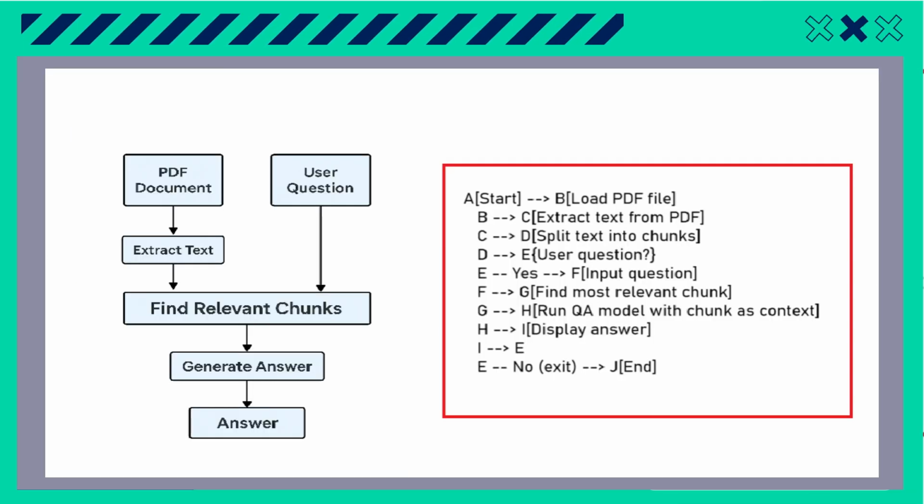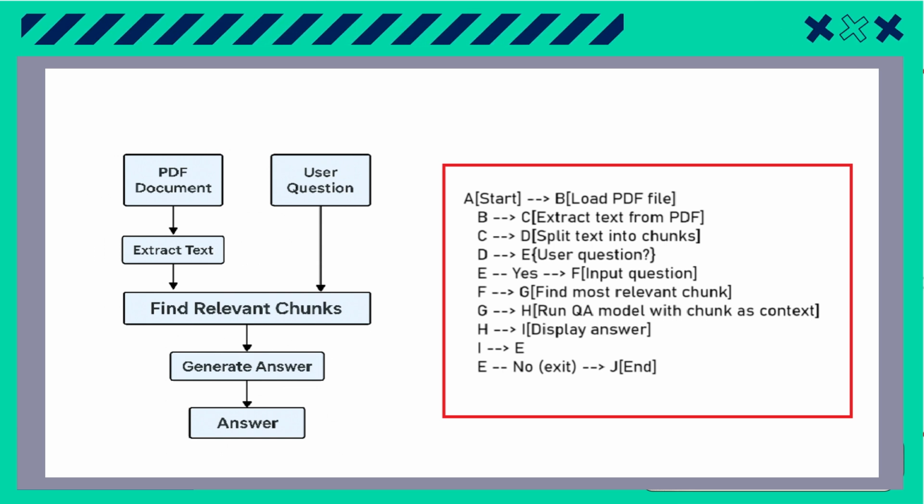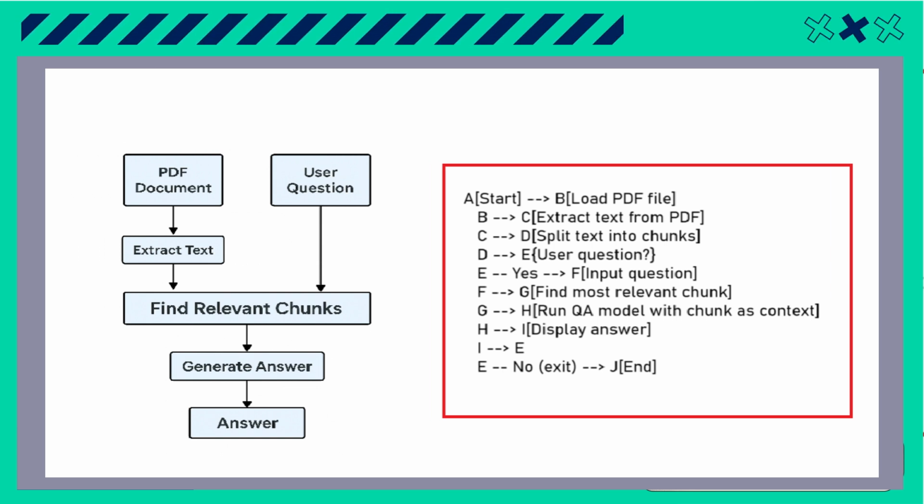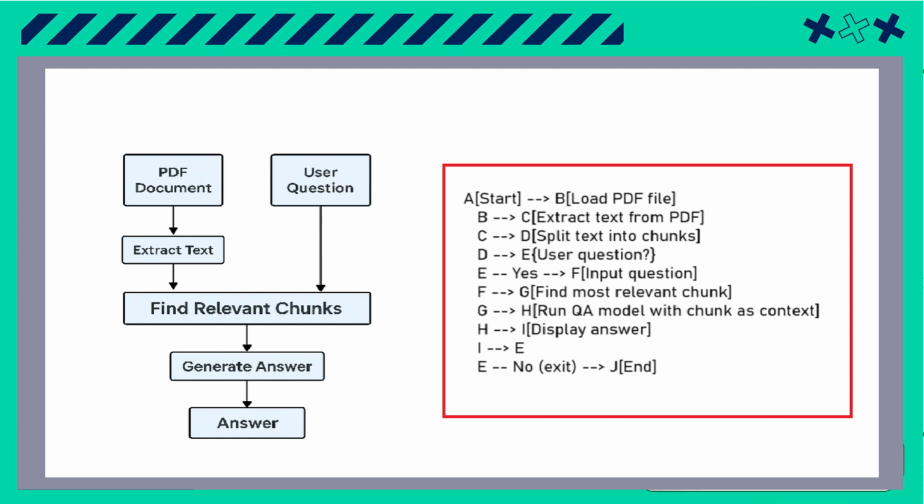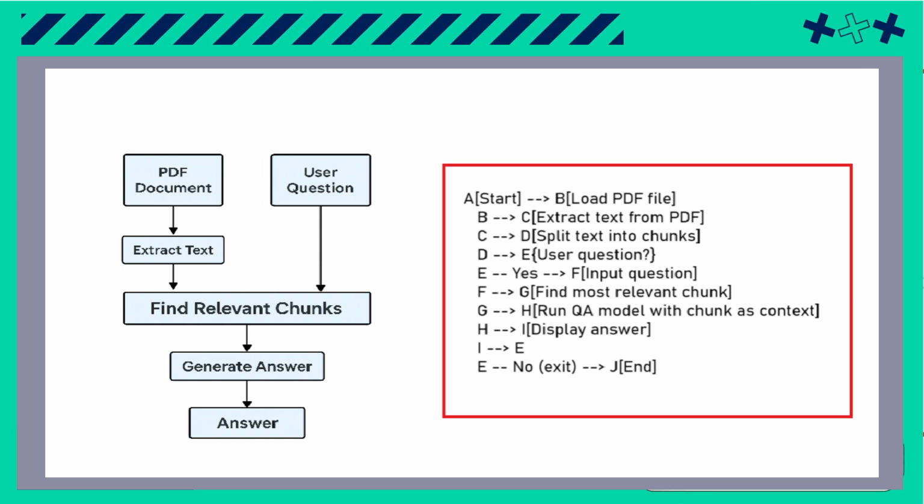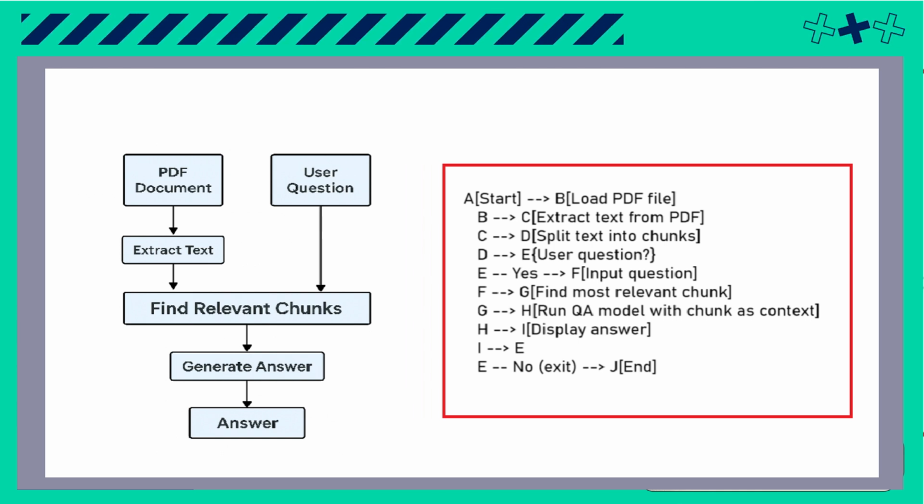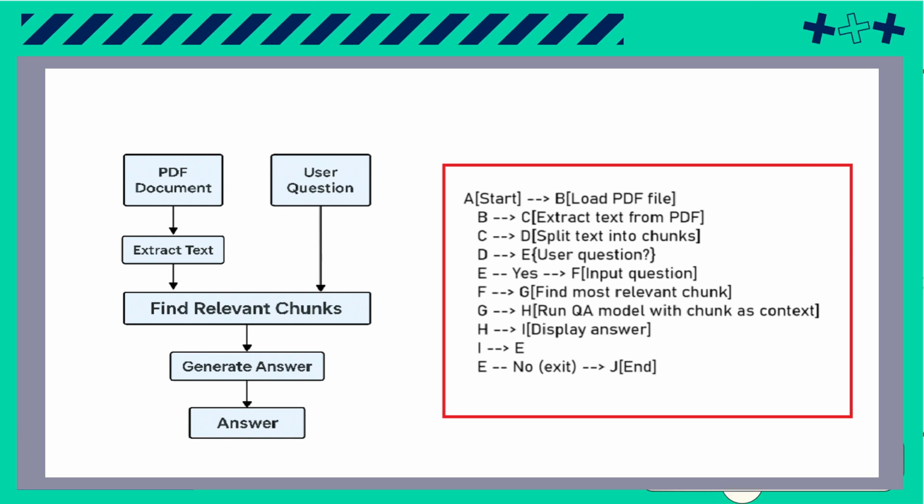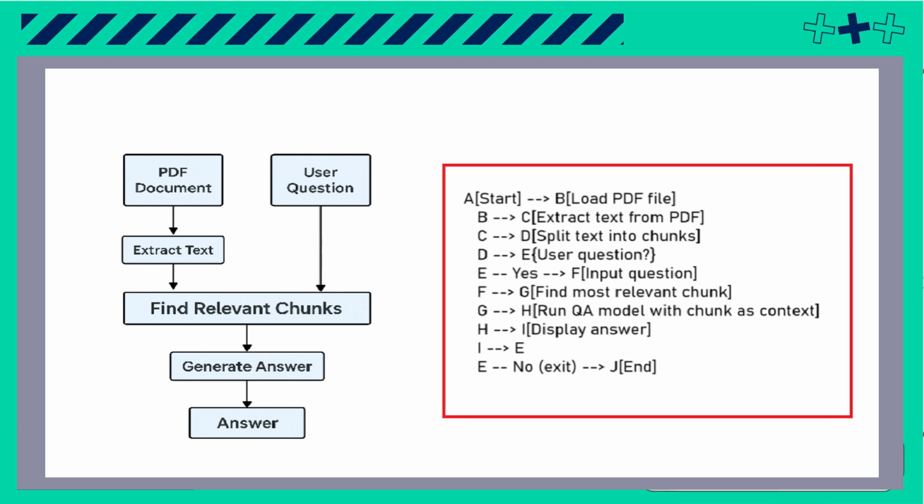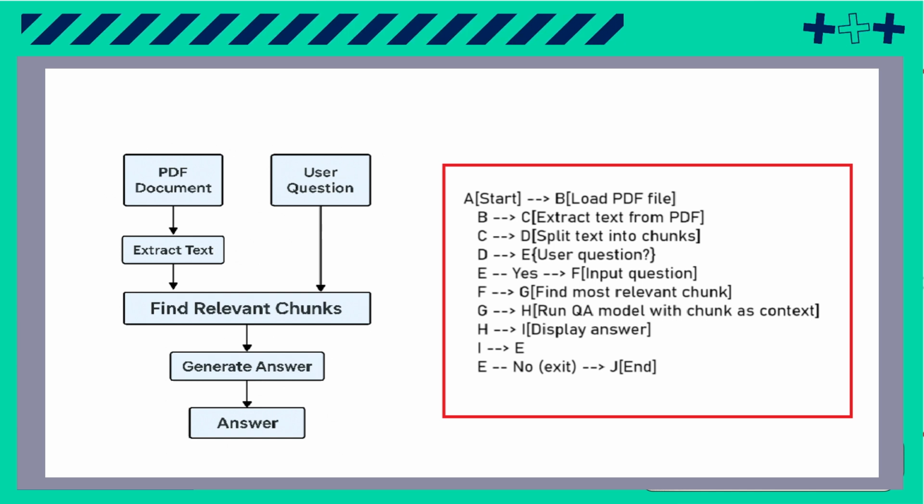So we start with a PDF document from which we will extract the text. Then, when a user asks a question, we search for the most relevant chunks from that text. Those chunks are sent to the model to generate a precise answer, and then we display the answer on the screen. So you can see the whole diagram over here. Okay, so you can understand what I actually want to say.